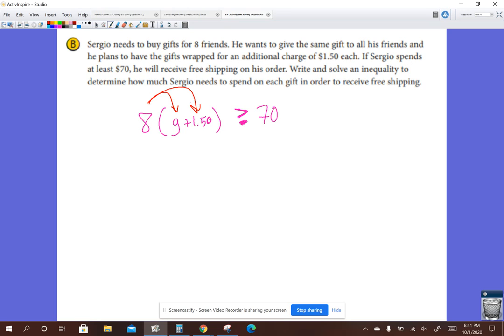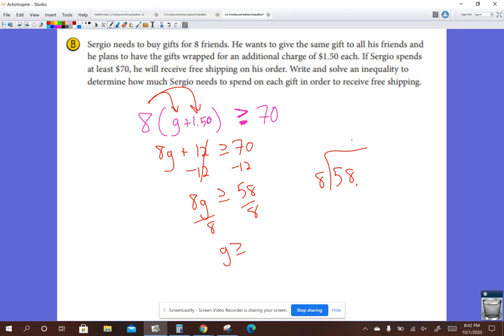We are going to distribute: 8G plus 8 times 1 is 8, 8 times 50 cents is 4. So 8G plus $12 is greater than or equal to 70. We're going to subtract 12 from both sides. 8G is greater than or equal to, what is that? 58. G is greater than or equal to 58 divided by 8. 7 times 8 is 56. This goes in twice. 16. 4.